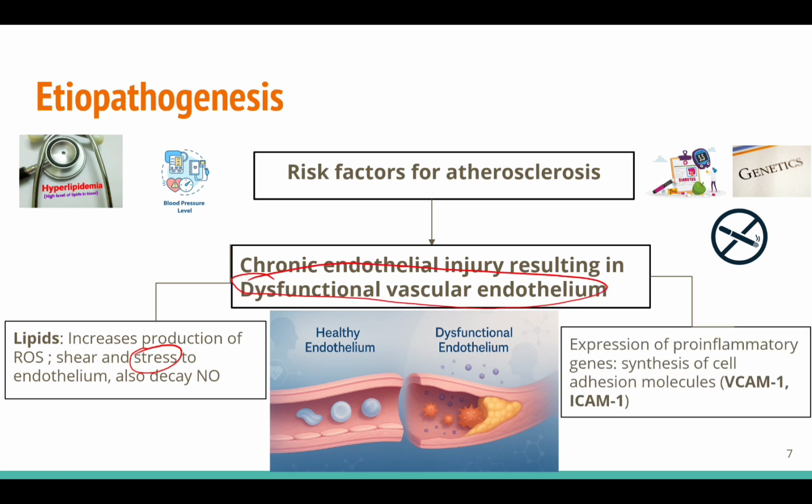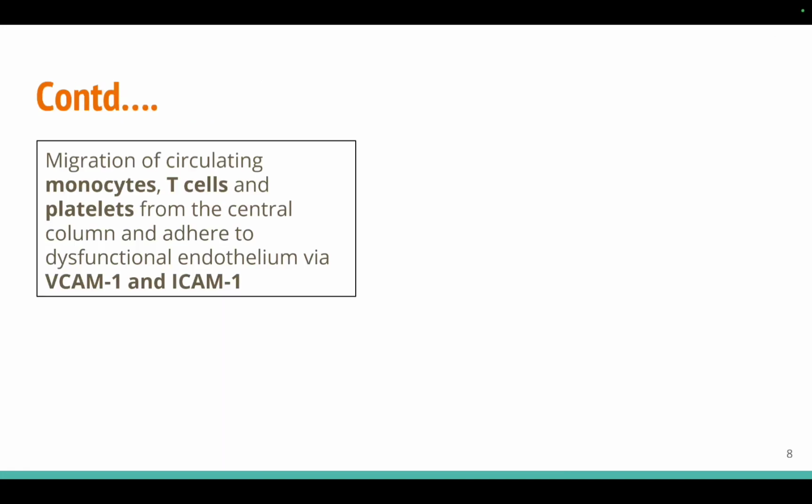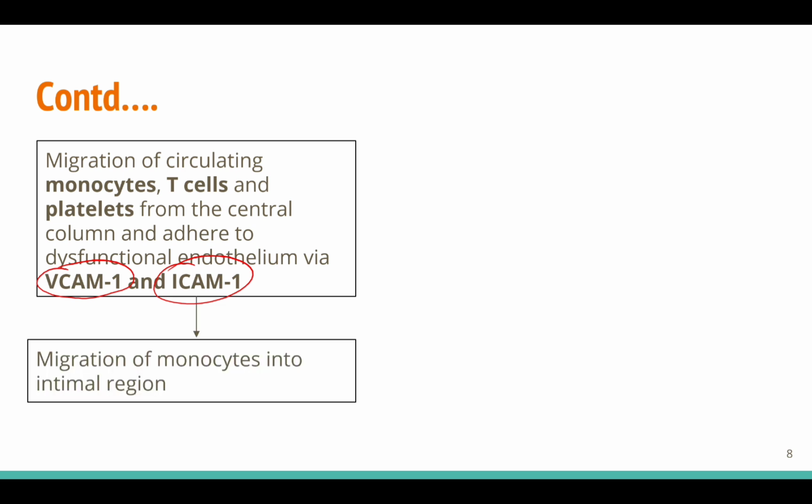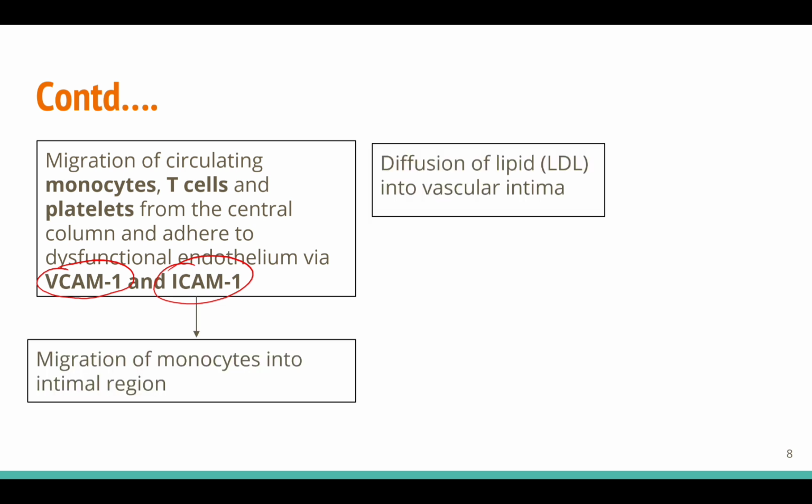In this endothelium, there is increased expression of pro-inflammatory genes and synthesis of cell adhesion molecules known as VCAM1 and ICAM1. These molecules have an important function in formation of atheromas. Circulating monocytes, T cells, and platelets then adhere to the dysfunctional endothelium through adhesion molecules VCAM1 and ICAM1, and there is migration of monocytes into the intimal layer of the vessel.